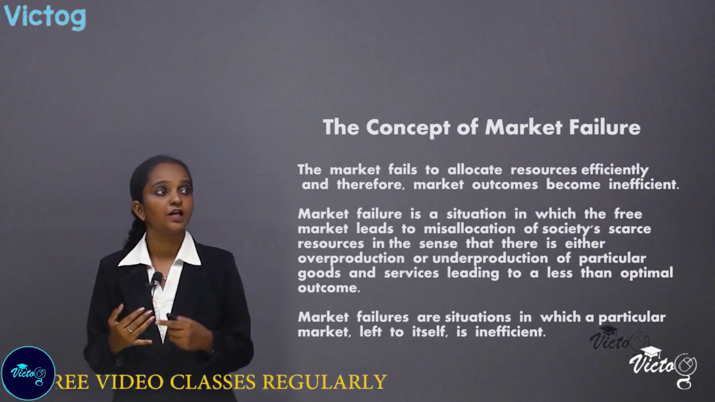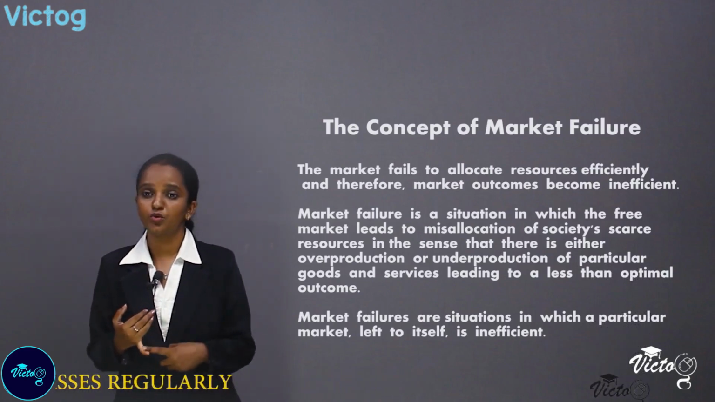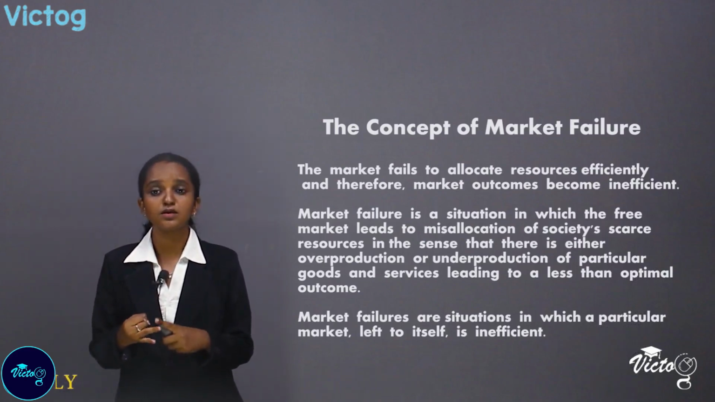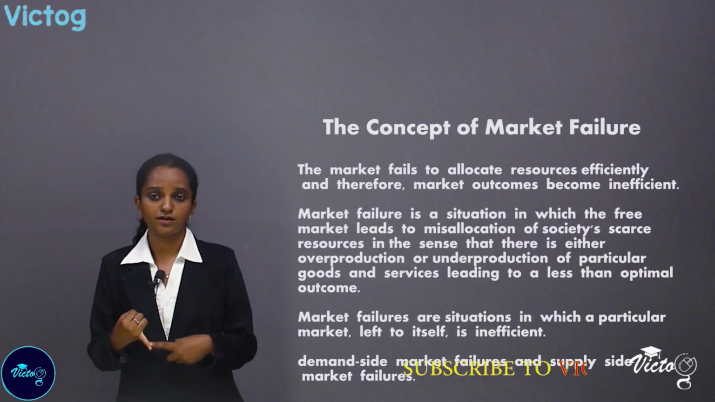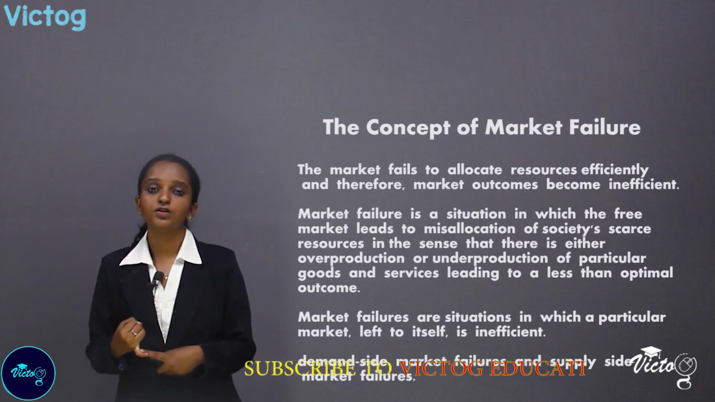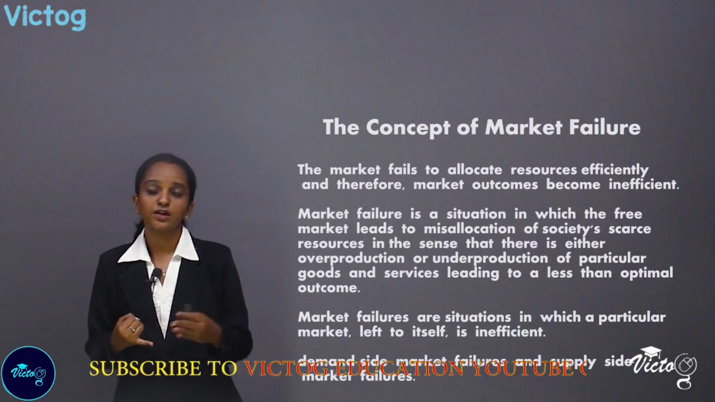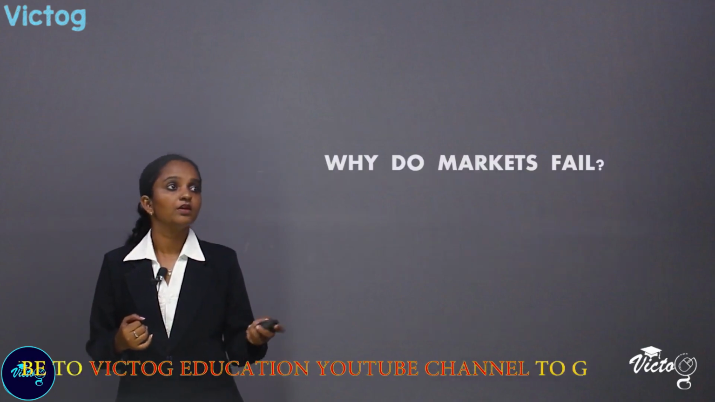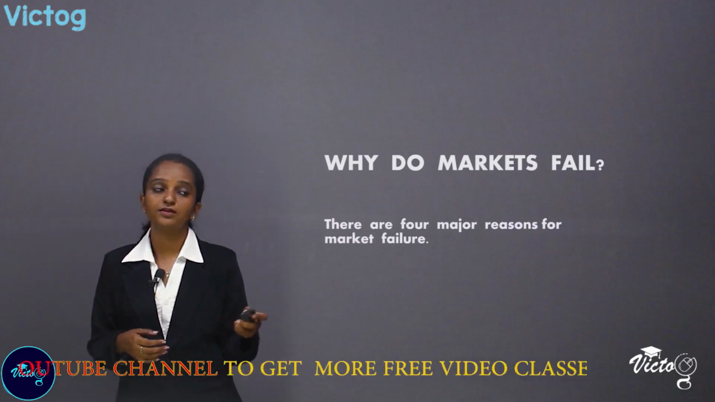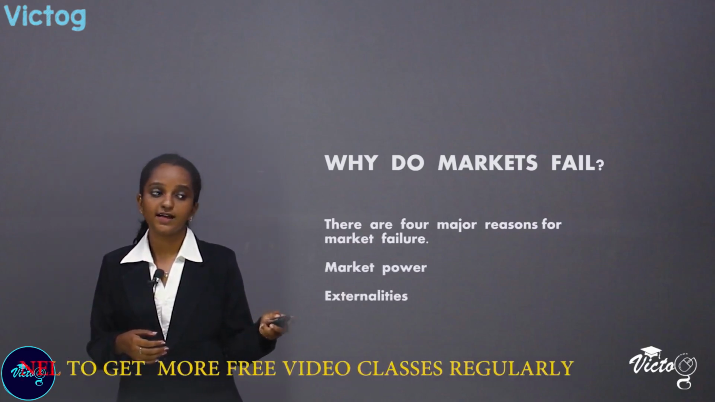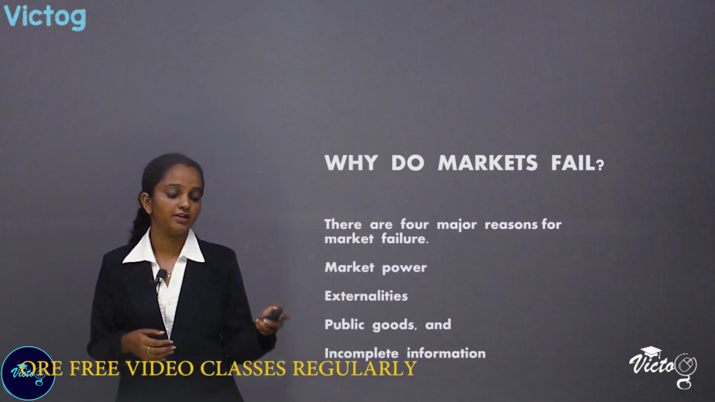Market failures can be divided into two types: demand side market failure and supply side market failure. Demand side market failure is related to the consumers and consumption, and supply side market failure is related to the producers and the production. Why do markets fail? There are four major reasons that lead to market failure. They are market power, externalities, public goods, and incomplete information.